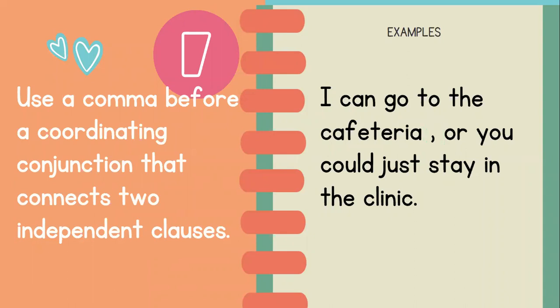Look at the example. I can go to the cafeteria, or you could just stay in the clinic. The comma there is placed before a coordinating conjunction, which is or, in order to join two independent clauses. So the use of comma in connecting clauses has two different functions. Let me enlighten you with this one. So the first function is to use a comma after a transitional word in order to introduce the second clause, while the second function is to use a comma before the coordinating conjunction to connect two independent clauses.